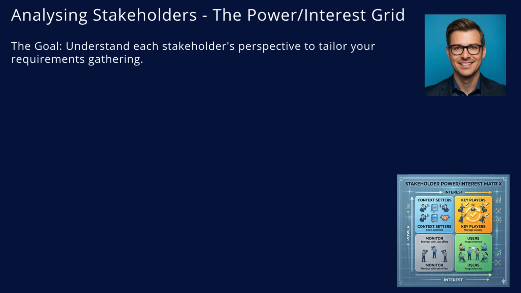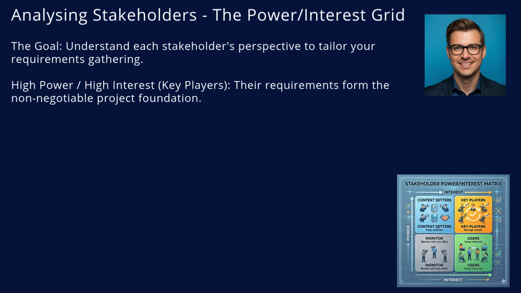The goal is to understand each person's unique perspective, influence, and motivation, allowing you to heavily tailor how you gather requirements from them. We use the power interest grid. Stakeholders with high power and high interest are your key players. Think of your project sponsor. Their definition of success and their core requirements form the non-negotiable foundation of the entire project.